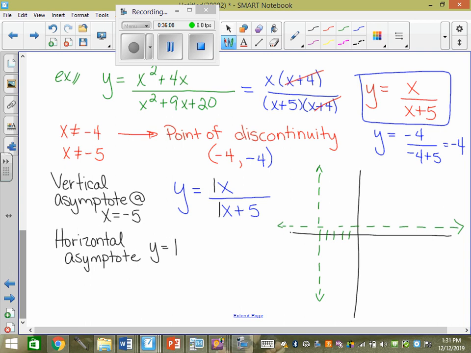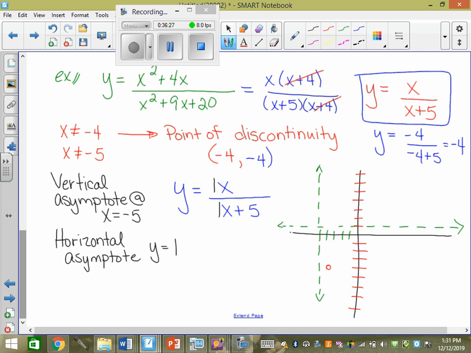I have another thing I'm going to draw. -4 and -4. What's there? Your point of discontinuity. I can't say it wrong anymore. -4 and -4, I have an open dot. So the graph's going to cross through there somewhere.